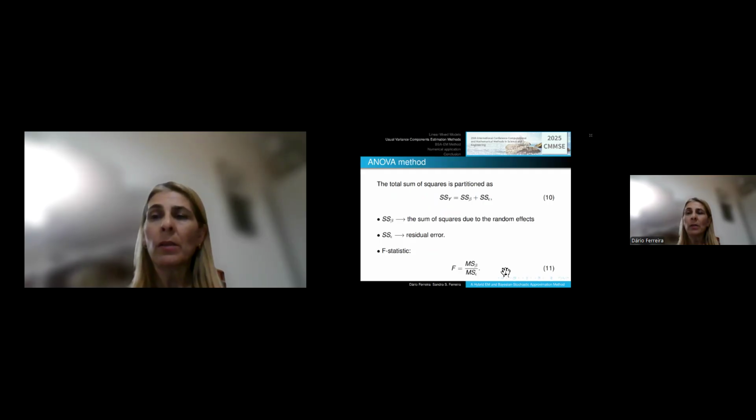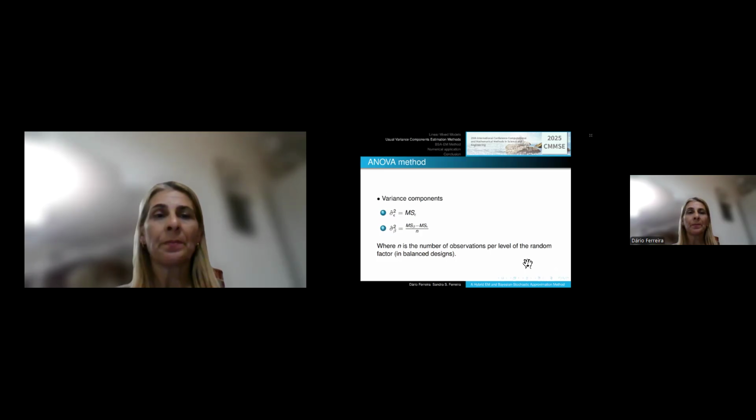Another well-known method is the ANOVA method, where the total sum of squares can be divided into the sum of squares due to the random effects plus SSE, the residual error, and we have this F statistic as we have here in equation 11. The variance components are given by these expressions, where n is the number of observations per level of the random factor in balanced designs.